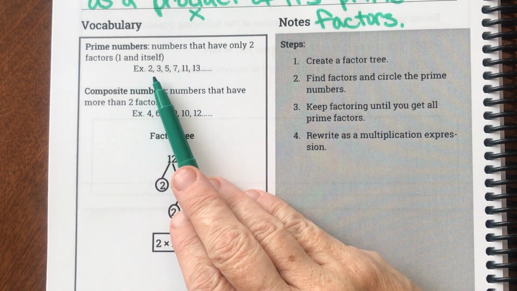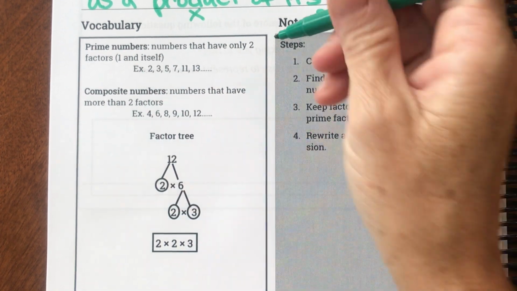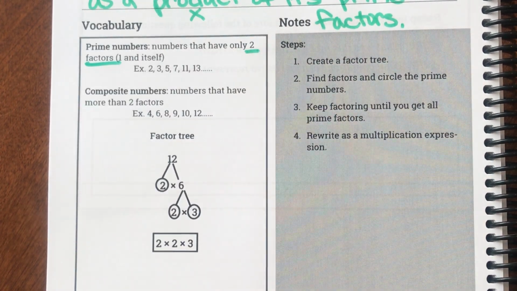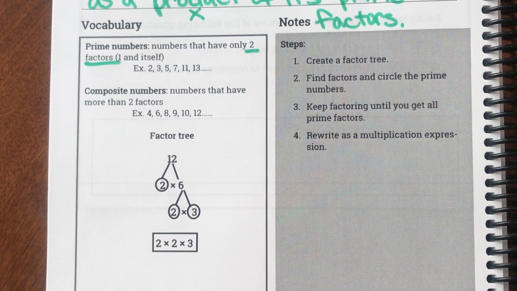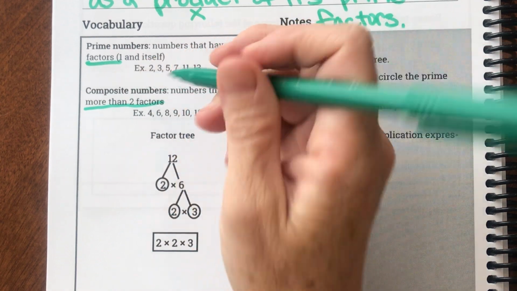The reason 1 is not considered a prime number is because 1 only has one factor, and a prime number has to have two factors. The only way I can multiply to get 1 is 1 times 1, which means its only factor is 1. A composite number has more than two factors.